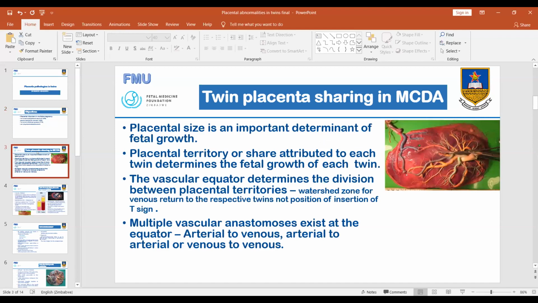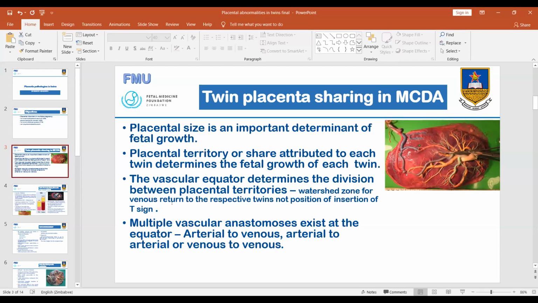For monochorionic pregnancies, it is important for us to know that they are sharing the same placenta. The placenta size is important and determines the fetal growth of each twin. The placental territory that is allocated for each twin determines the fetal growth of that twin. And the placenta is divided at the vascular equator.